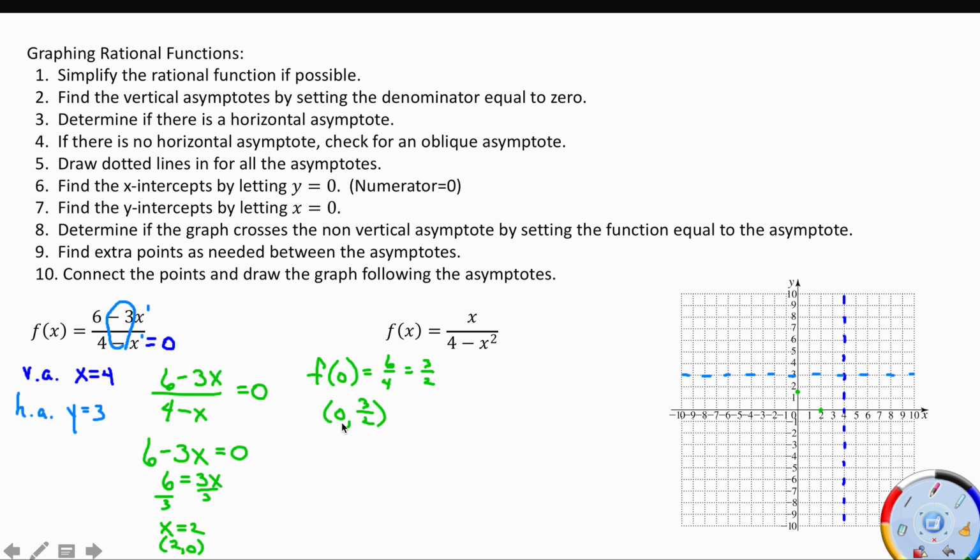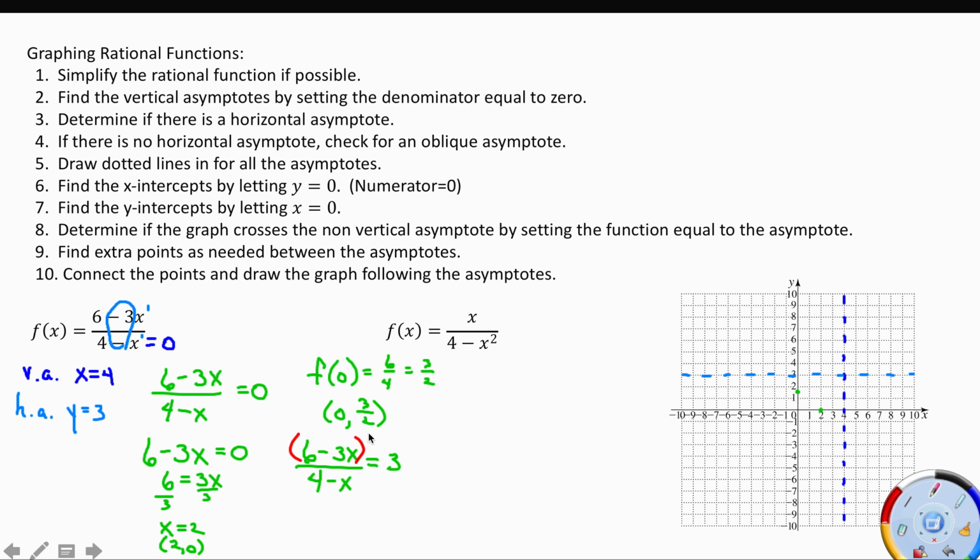In order to determine that, I'm going to take my function and set it equal to this horizontal asymptote, equal to when y is 3. Does it ever equal 3? Okay, let's solve this equation.